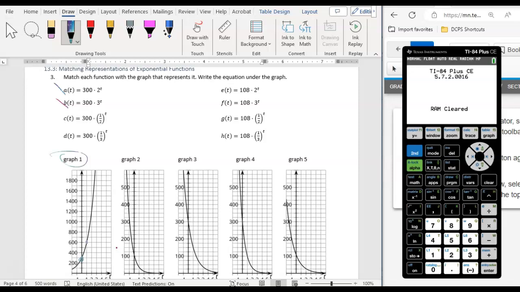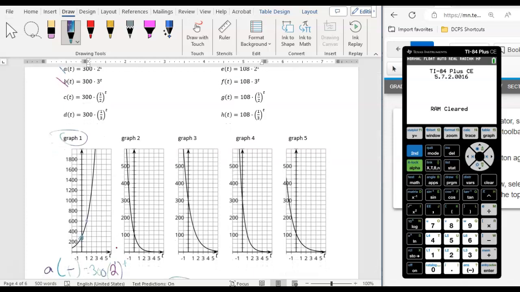So let's take a look here. This is starting at 300. At 1, it's going further down. It's going to 100. This one's starting at 300, and it's going down to 150 at 1. So this would be this one right here. C of t equals 300 times 1/2 to the power of t. And that means this other one that I just looked at, where it's starting at 300, going down to 100 at 1, means dividing by 3. And that would be d of t equals 300 times 1/3 to the power of t. All right, so those two are done.